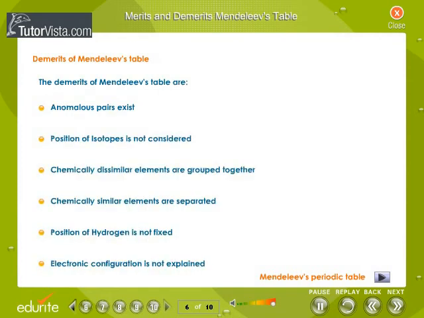Demerits of Mendeleev's table. Mendeleev's periodic table addressed some of the defects of the Newlands classification. There were gaps left for undiscovered elements. There were quite a few defects as well.